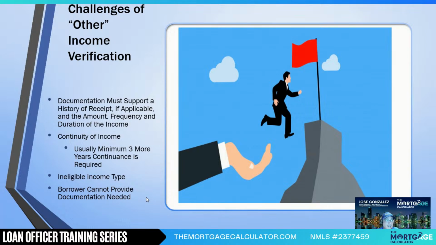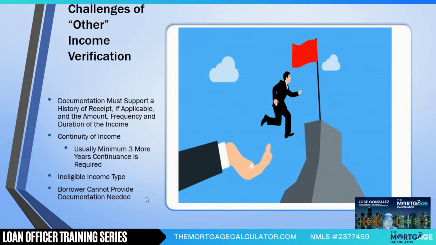So continuity of income, and usually it's 3 or more years. On pension plans, that's a biggie, because sometimes these pension plans are just distributions. They cashed in some chips, right? They got a distribution that year, and then next year they cash in some more chips, but it's not a real pension plan. Maybe it's just a retirement plan that they're pulling money out of.